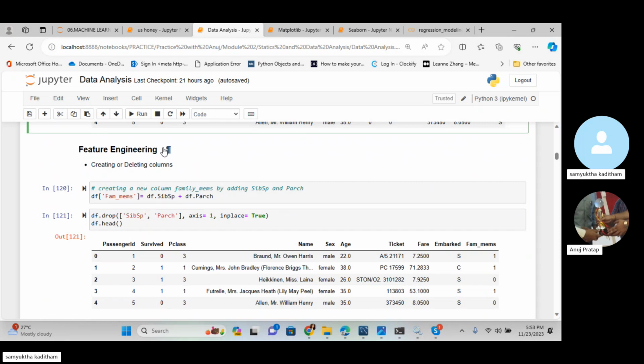Now, a small feature engineering, as we are not going in depth into feature engineering. It's just small. We can create or delete columns. Here we are creating a column.